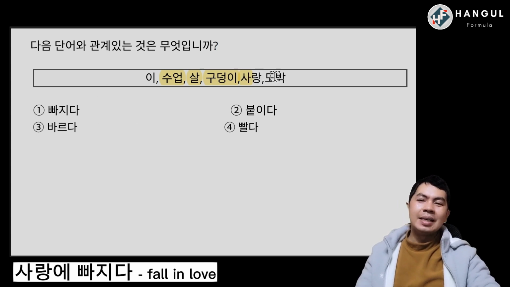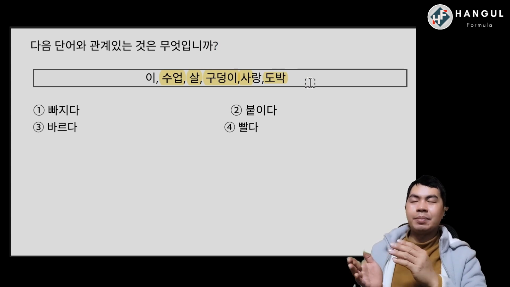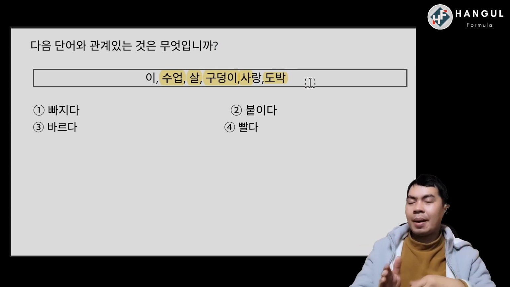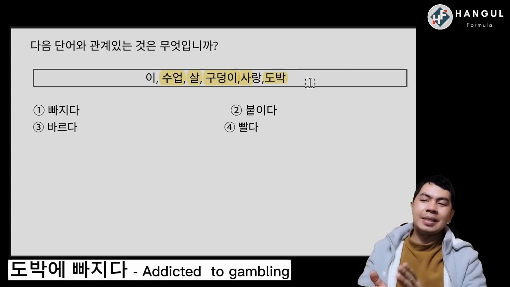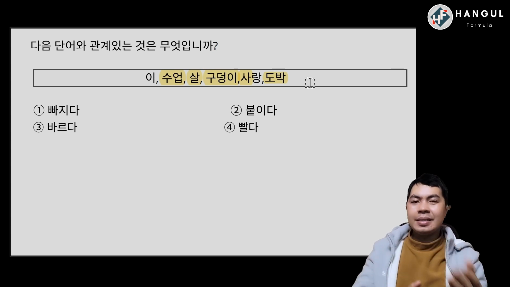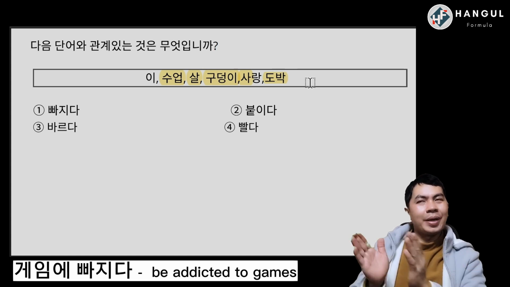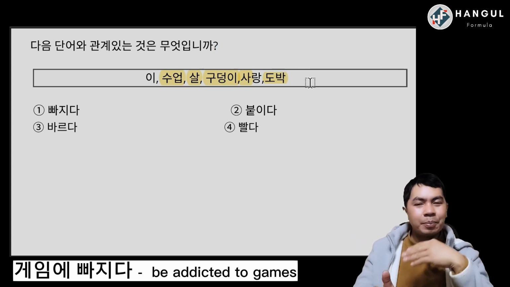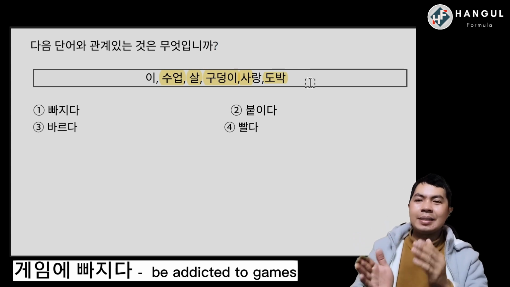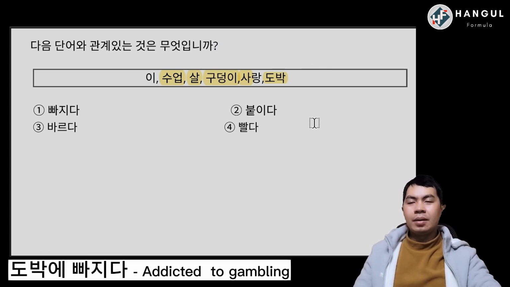And last, guys, is yung tubak. Okay, tubak, guys, is gambling. So pag sinabing tubak e pajoso, it's to become addicted to gambling. So yeah, ginagamit din natin yung pajida with to be addicted to. Pwede ring game pajoso. I don't know kung pwede. So, parang to be addicted sa gaming. So kung hindi man, parang pwede naman. So anyway, tubak pajoso is to be addicted to gambling. Okay? So answer here is yung pajida.